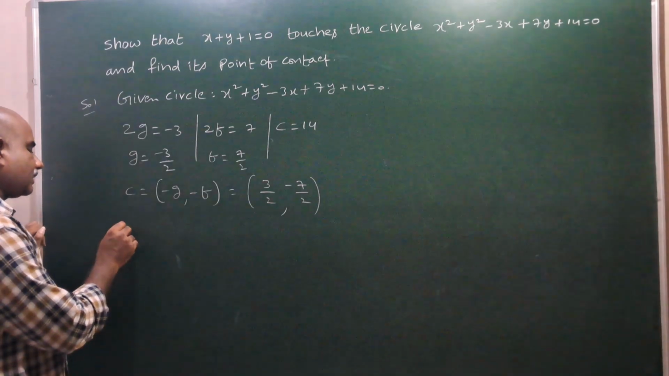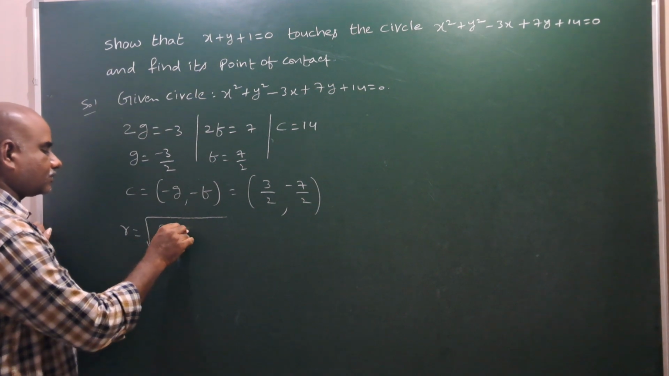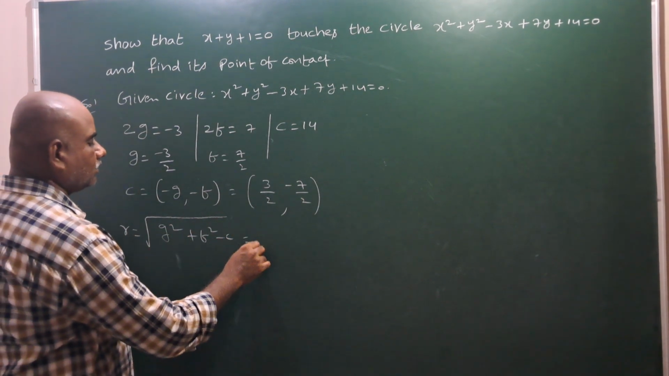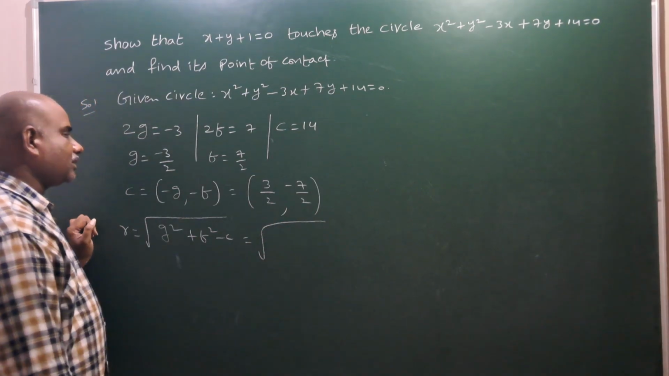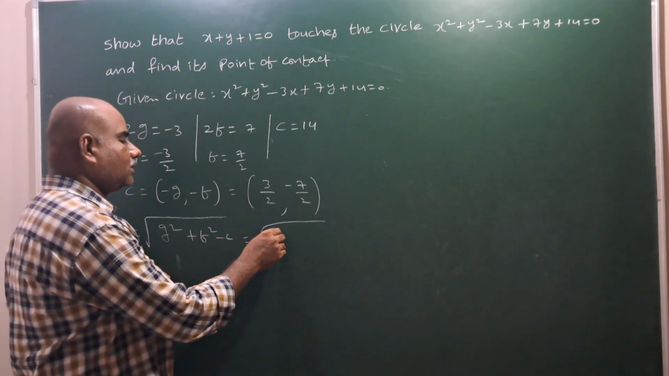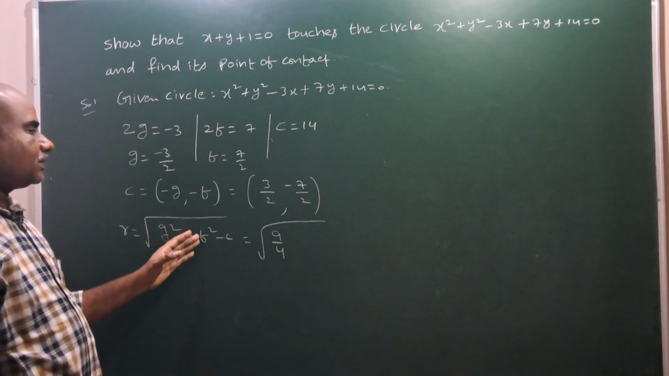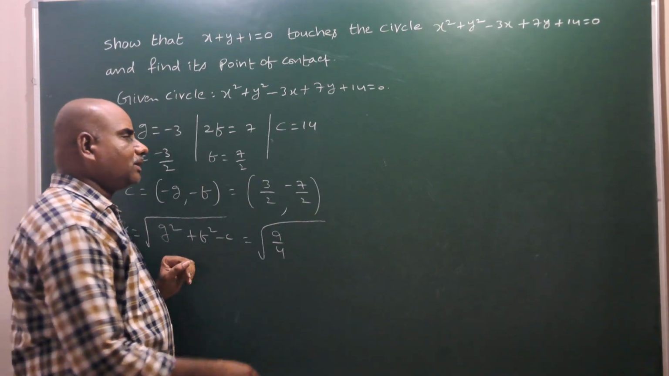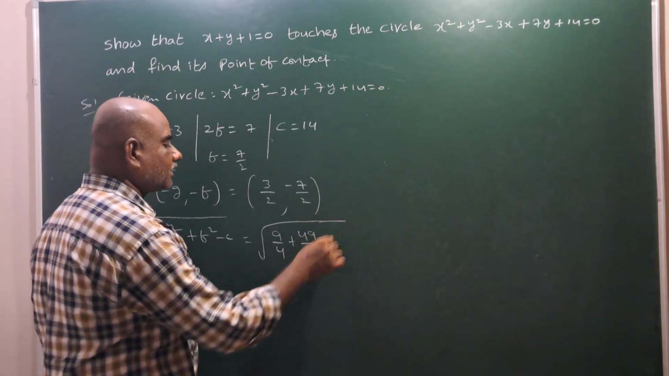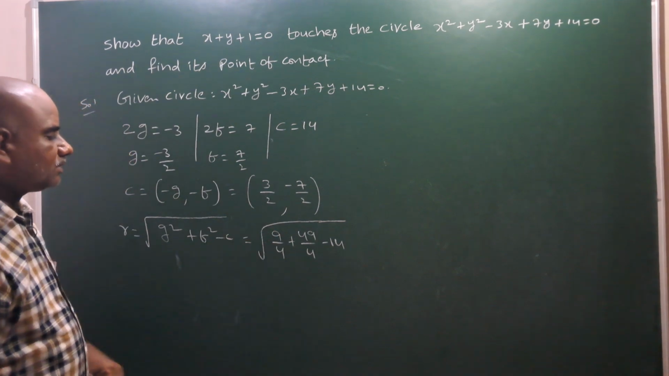Okay, now we have to find the radius. What is the formula to find the radius of the circle? The formula is r = √(g² + f² − c). Now substitute the values. g² means (−3/2)², which gives 9/4, plus f², (7/2)² = 49/4, minus c, so minus 14. Now we have to simplify this.